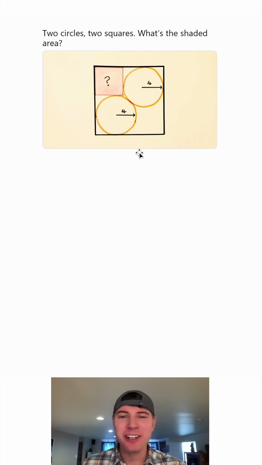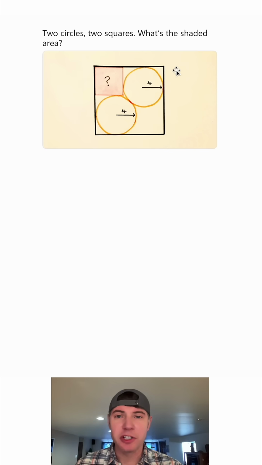Hey guys, this looks like a fun one. It's another Katrina Ag puzzle. For this one, there are two circles with a radius of 4 and two squares, and it wants to know what's the shaded area, which is the area of this square here. If you want to try it on your own, pause it right now, because I'm going to solve it in 3, 2, 1.